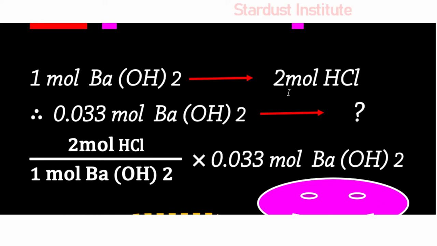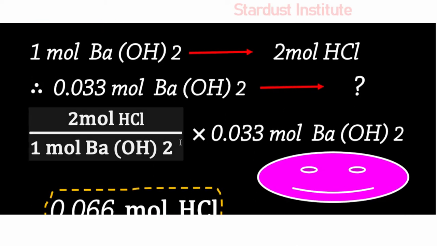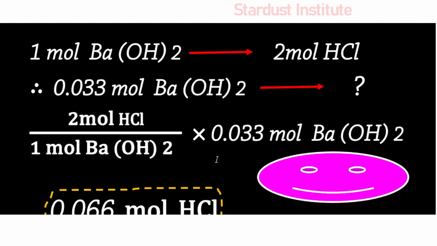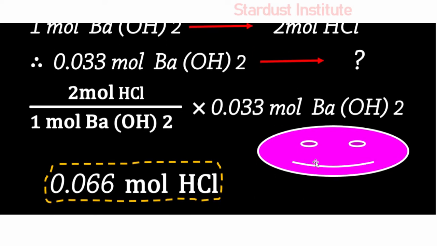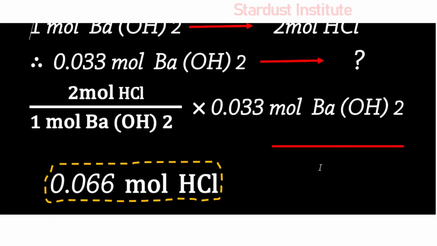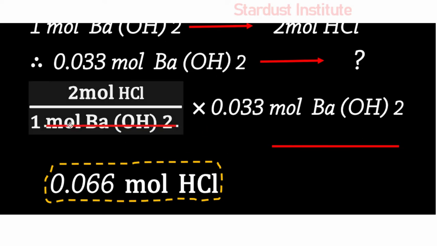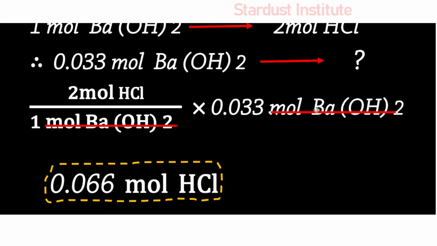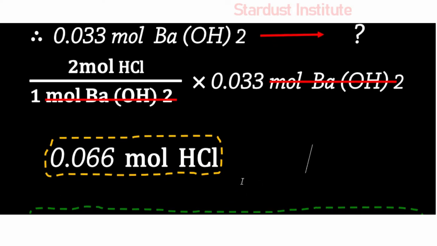We can find the answer in this way: 2 mole HCl divided by 1 mole barium hydroxide multiplied by 0.033 moles barium hydroxide. We should cancel out units. Mole barium hydroxide, mole barium hydroxide. Now we get 0.066 moles HCl. This is not our main answer.